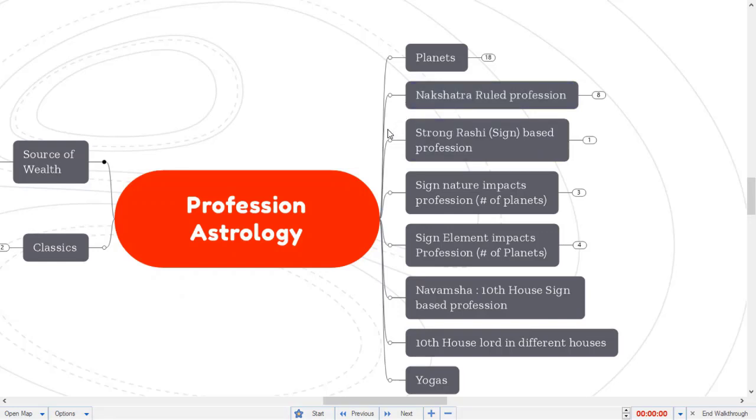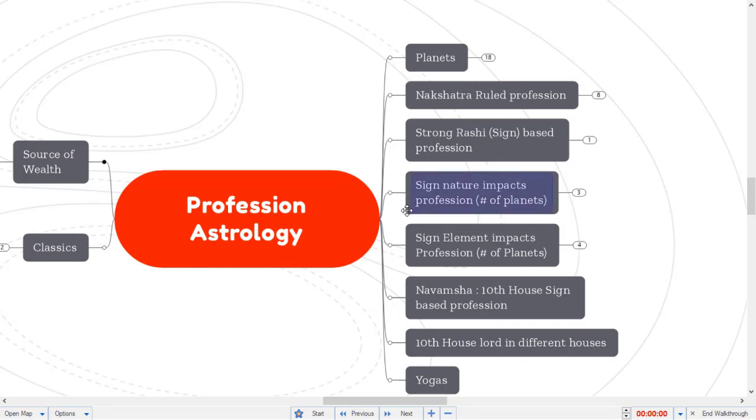Now, the other aspect is the Rashi itself. In terms of which Rashi is really strong in the chart. Is it the Rashi that is in the 10th house? Is it the ascendant Rashi? Because that will have a say in your profession.